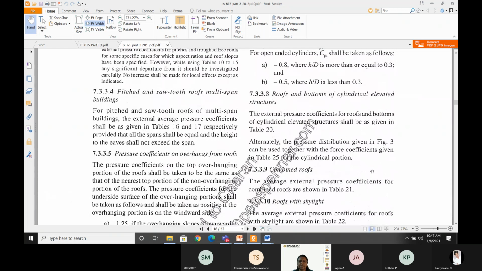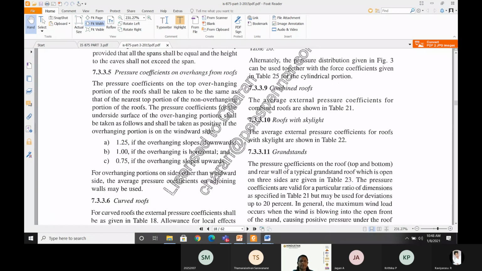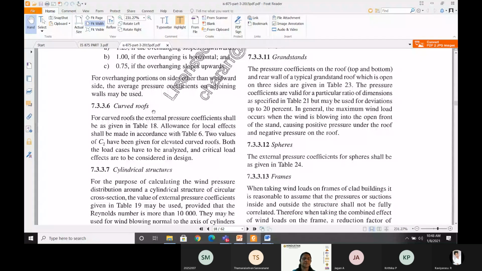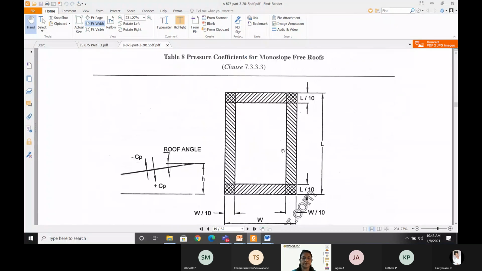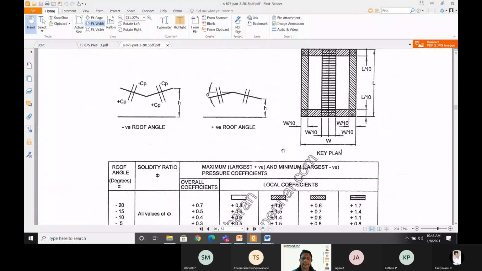Roofs, you can see combined roofs, cylindrical elevated structures, pitched roofs, overhang roofs, roofs with a skylight, so many space frames, cylindrical structures, curved roofs. Okay, so for all types of roofs and structures, how to calculate the CPE value is given there. So once you know the CPE value, okay, you can calculate the force.